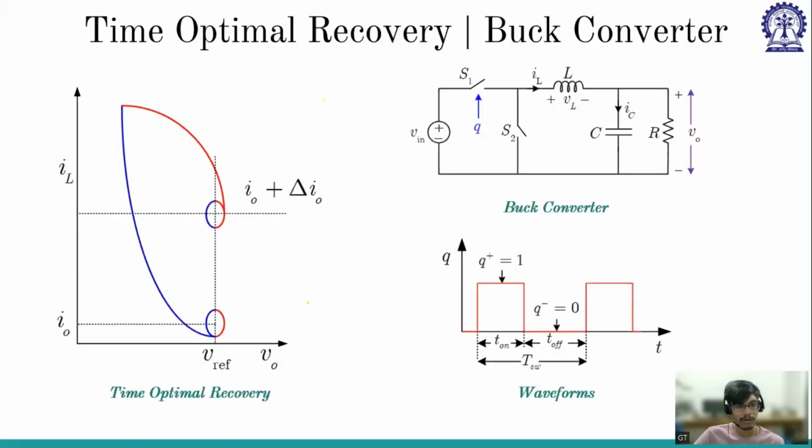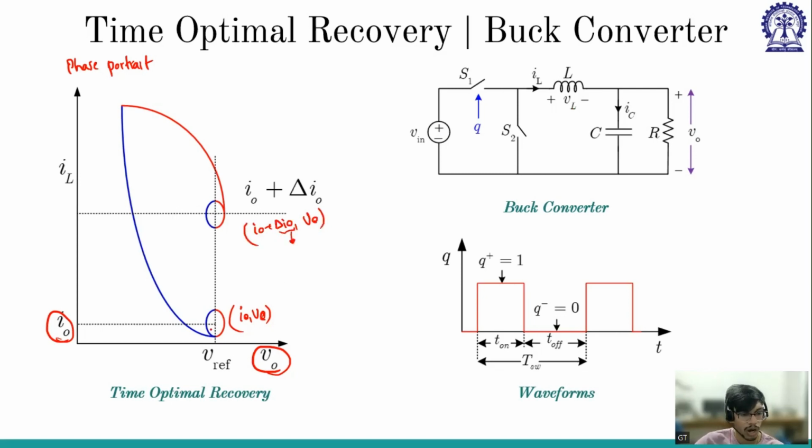What time optimal recovery says is, say we are here at I naught comma V naught. Now there is a transient response. This is called a phase portrait, which means we draw the waveform between one state variable and another. We consider one state variable to be I naught and the other to be V naught. We are in the steady state I naught, V naught, and there is a transient. We are moving from I naught, V naught to I naught plus delta I naught, comma V naught, where delta I naught is the additional current that we are giving as transient response. From here to here, we want the system to go in one switching cycle.